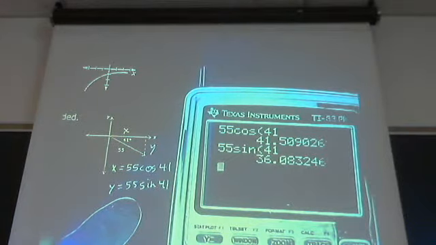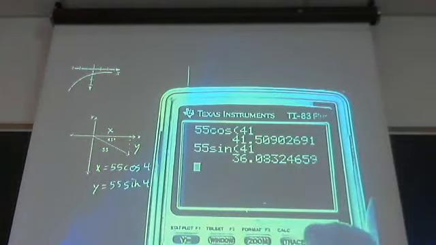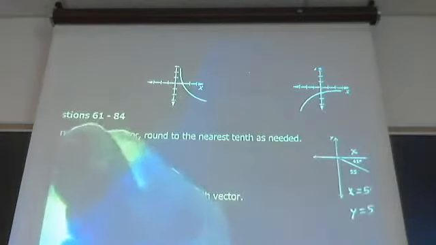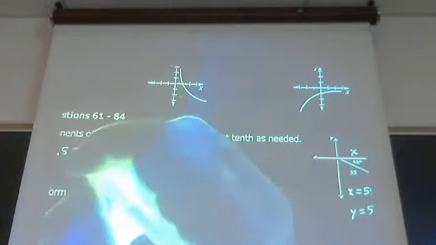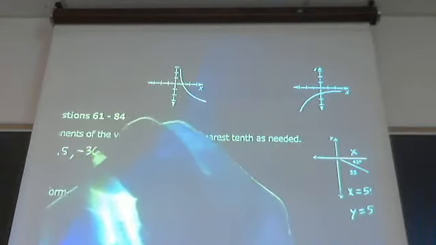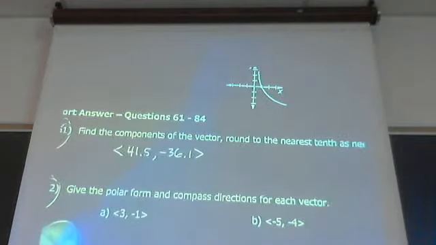Okay? So these are the two values. Keep in mind the second one has to be negative. So 41.5, comma, negative 36.1. Oops, there they are.